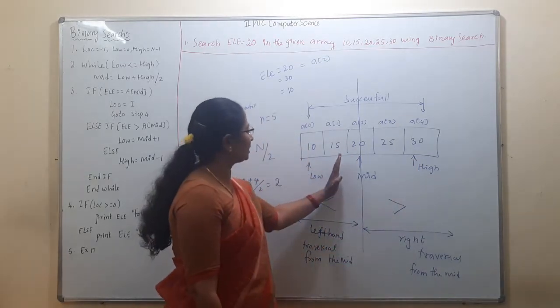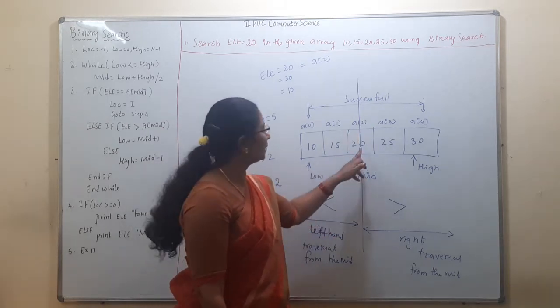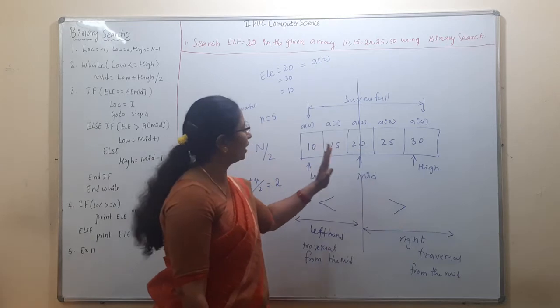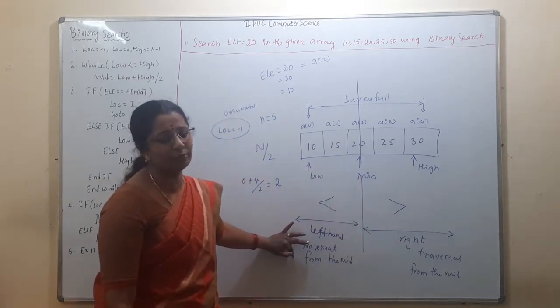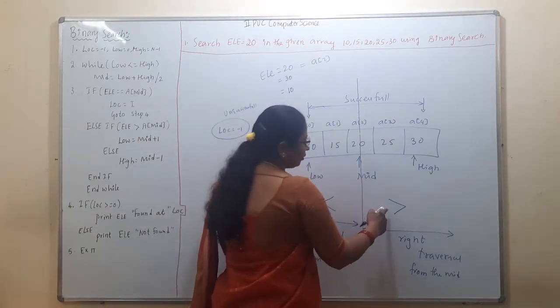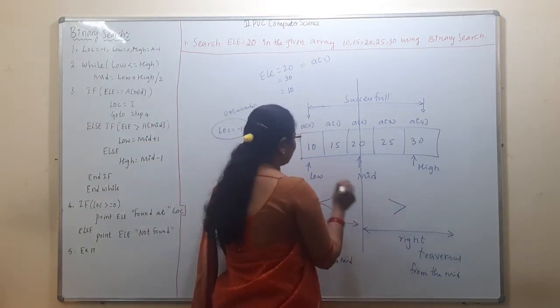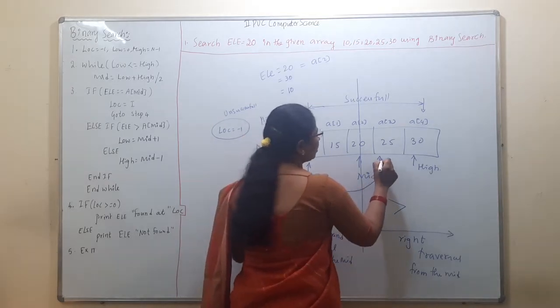If the searching element is less than the mid position element, then I should traverse towards the left hand side from the mid position. When we are traversing, if we are moving towards the right hand side, I should bring my low pointer next to the mid.